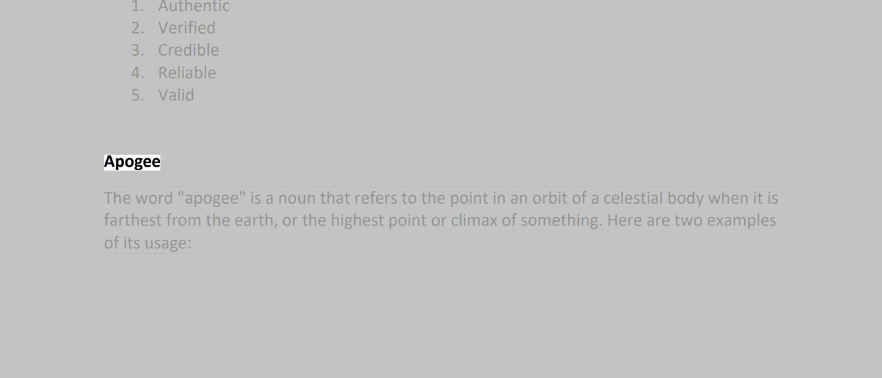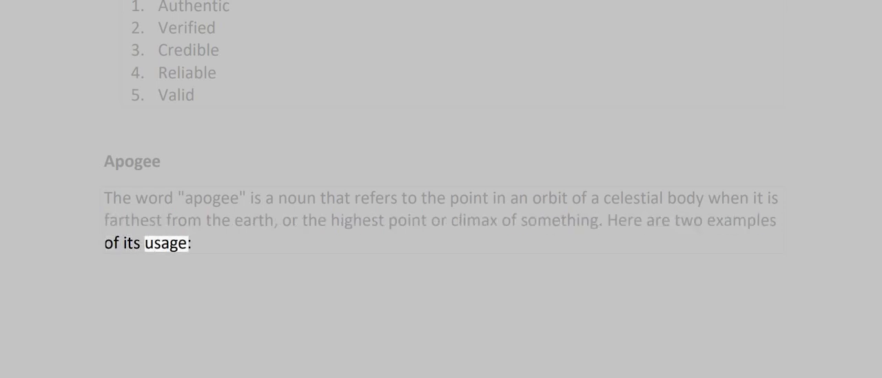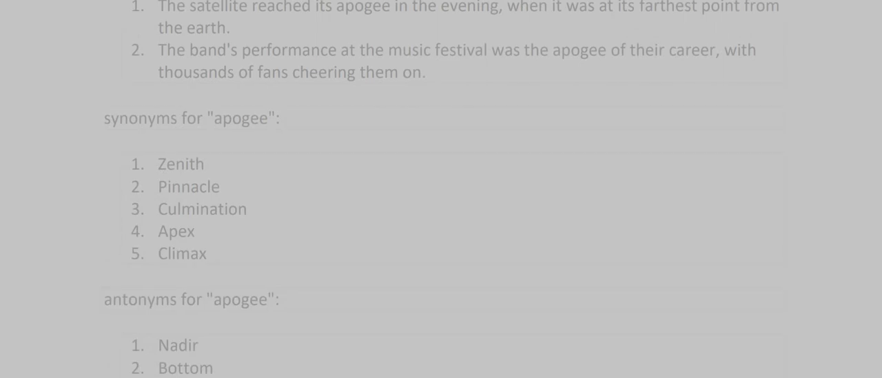Apogee. The word apogee is a noun that refers to the point in an orbit of a celestial body when it is farthest from the earth, or the highest point or climax of something. Here are two examples of its usage. 1. The satellite reached its apogee in the evening, when it was at its farthest point from the earth. 2. The band's performance at the music festival was the apogee of their career, with thousands of fans cheering them on.